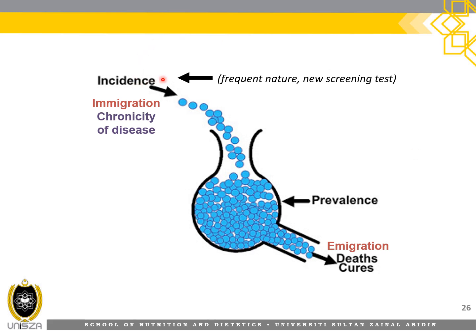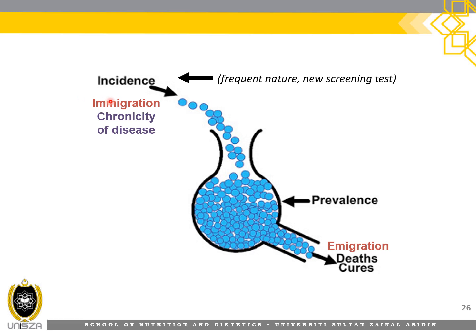So when the incidence increases, the prevalence increases. But at the same time, there are also people who die of the disease or people who recover from the disease. So the prevalence will decrease when there is an increase in death and cures. Emigration will also affect the prevalence.